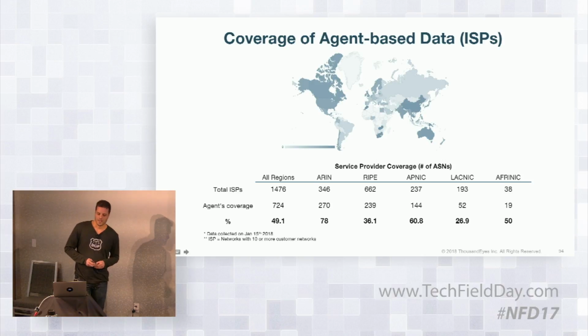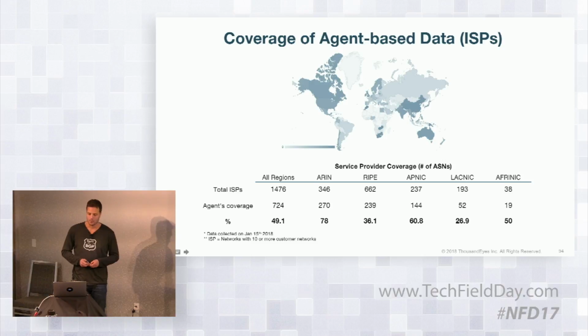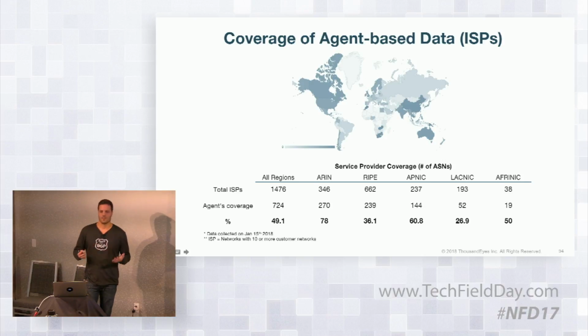In North America, you have pretty decent coverage, 78%. If you look at Asia Pacific, APNIC is also 61%, close to that, so it's also pretty good. Once you start talking about Europe, which is the RIPE area, then you start seeing lower numbers. The reason is that it's a very segmented market in Europe. There are a lot of countries, and each country has its own national provider, so you need a lot of agents to cover all those service providers.